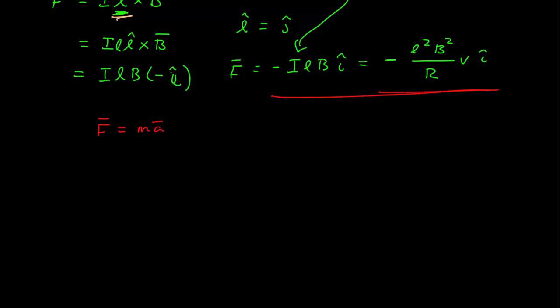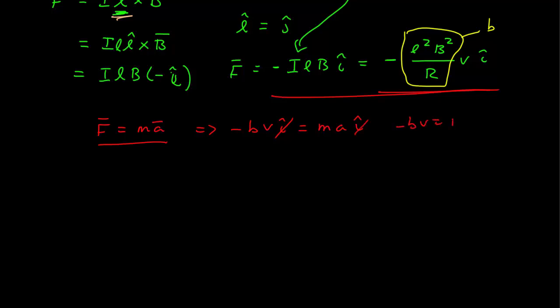Okay, before I continue on, let me define a new parameter here. Just for convenience, I'm going to take this set of constants and just relabel it b, so I don't have to keep rewriting them over and over again. So now my F equals ma is negative bv i hat equals m a i hat. Since everything's in the x direction, I'm just looking at the components, and so I have negative bv is equal to ma.